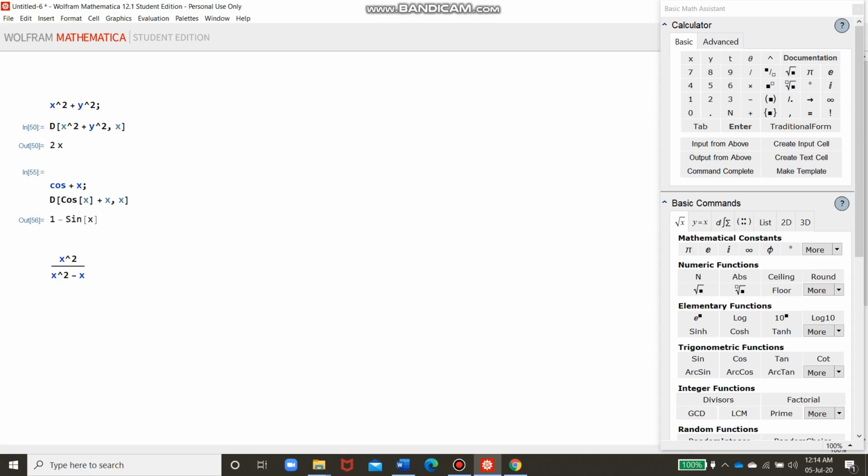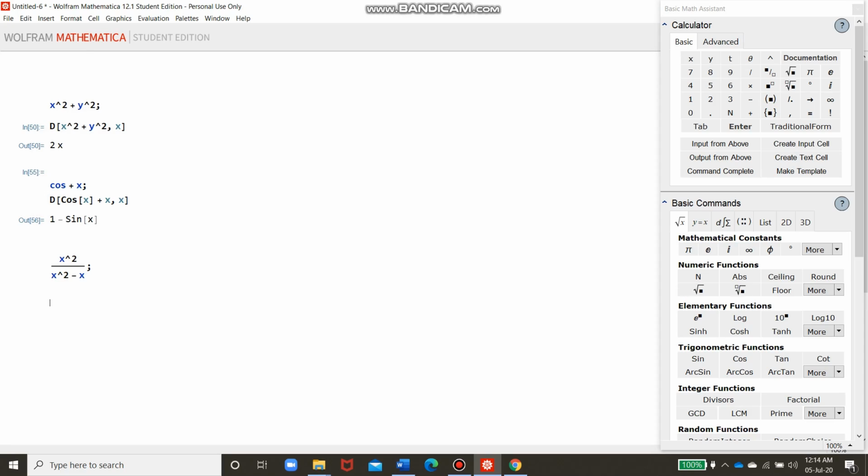I don't think I can solve this by hand, and even if I know how to solve it, it's going to take hours, just trying to figure out the methods and everything. So I want you all to pause the video and try to solve this in Mathematica.